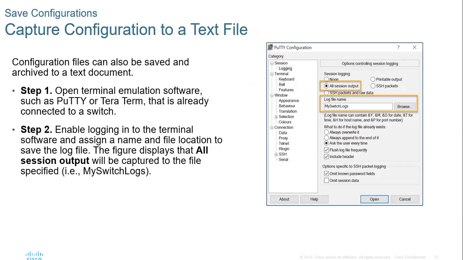Capture configuration to a text file. This is the process of how we can capture the configuration to a text file. The configuration file can also be saved and archived to a text document. Step 1, open terminal emulation software such as PuTTY or Tera Term that is already connected to a switch. Step 2, enable logging in the terminal software and assign a name and file location to save the log file. The figure displays that all session output will be captured to the file specified. This figure, PuTTY configuration.